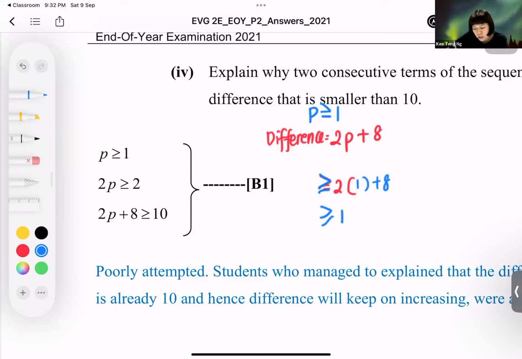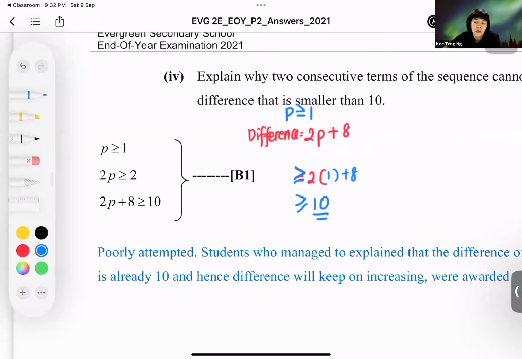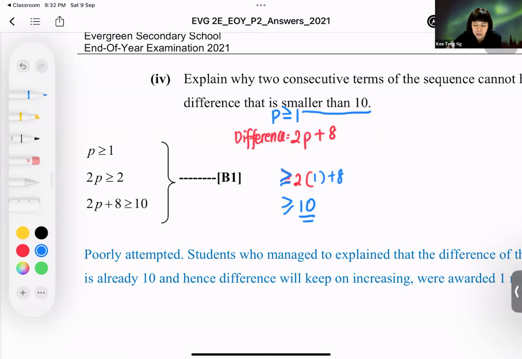That gives me greater than or equal to 10. So if that's the case, the smallest minimum value that it can take is 10. Therefore, the difference cannot be smaller than 10. It has to be bigger than or equal to 10.